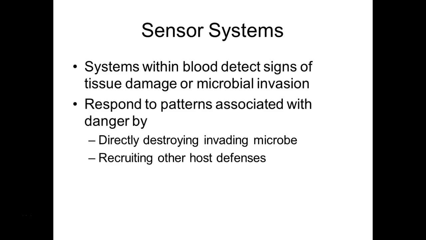So we have systems within the blood that detect signs of tissue damage or microbial invasion. They're responding to patterns, right? So these common molecular patterns that are associated with microbes. Some of these can directly destroy the invading microbe when they detect it, or they're going to call others to the area, or they'll do both. They'll kill it, and they'll call others to the area to kill others that they are not able to eliminate.